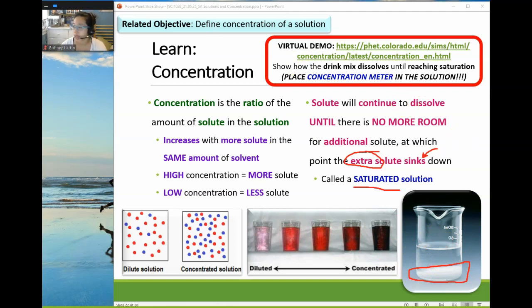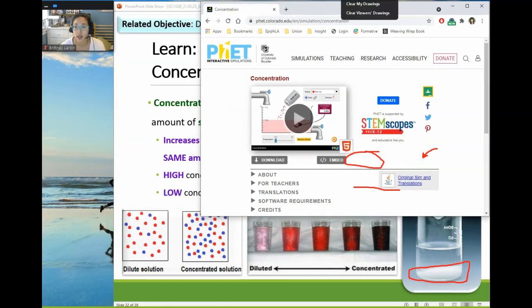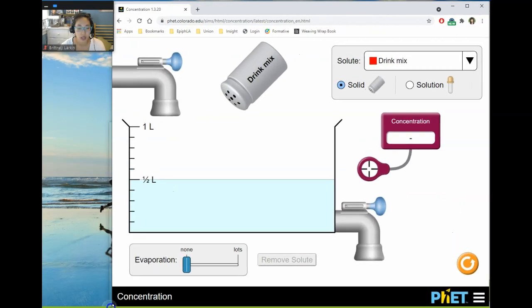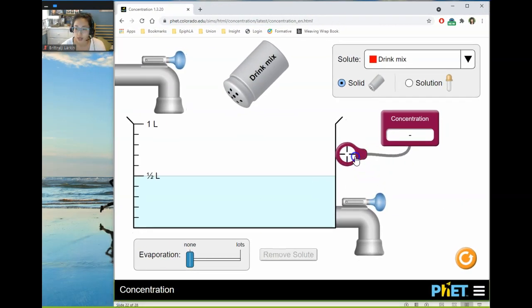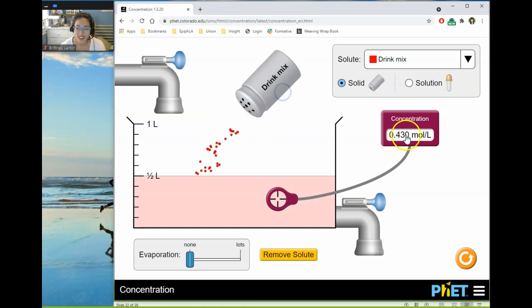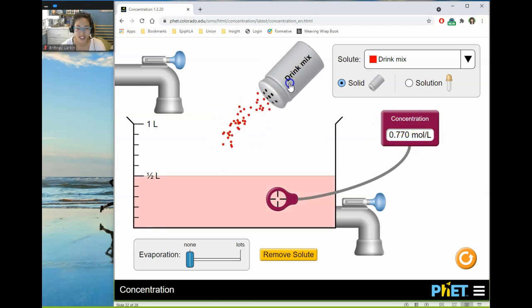Let's go ahead and take a look at an example, a virtual example of this. I'm going to go ahead and pop this up on the board for us. Okay, and we're going to take a look at what happens to a solution as it reaches saturation. So I'm going to put the concentration meter in here. I have some drink mix. I'm going to add this in. And you can see it's starting light red. And it starts to get darker and darker. You can see the concentration meter increasing.